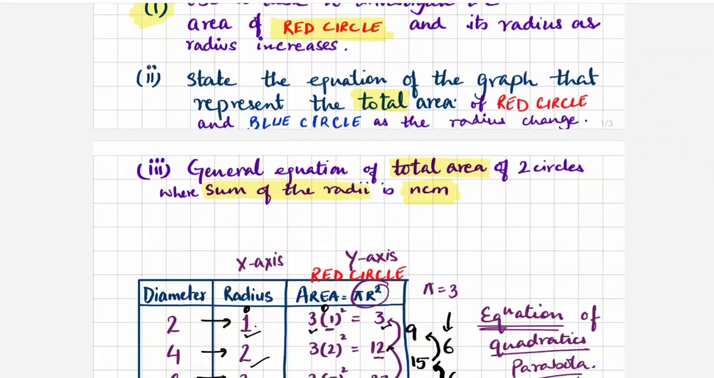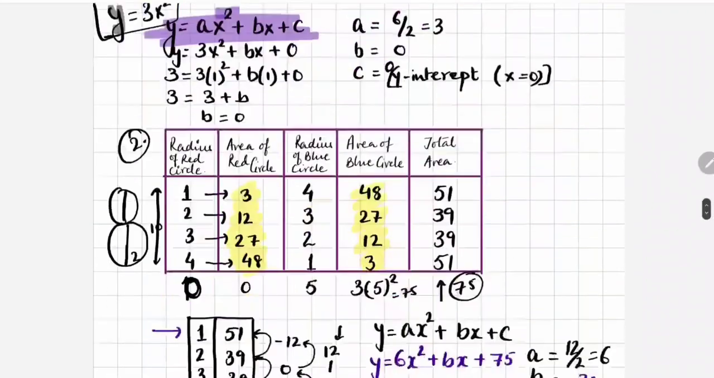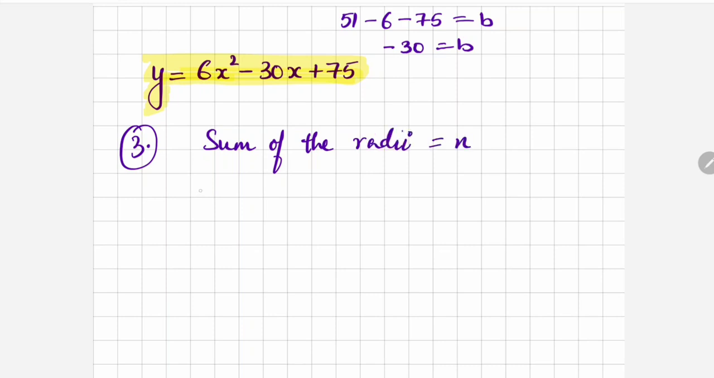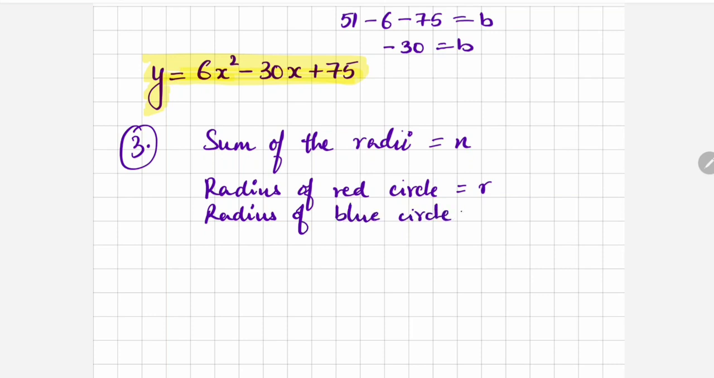And the sum of the radii, if it is n, let's see what we can do. So let's do it. So we are doing the third one now. So we know that the sum of the radii is equal to n, right? So if the radius of one circle, any red circle, is equal to r, the radius of the blue circle is equal to n minus r, right? Because the sum is n.